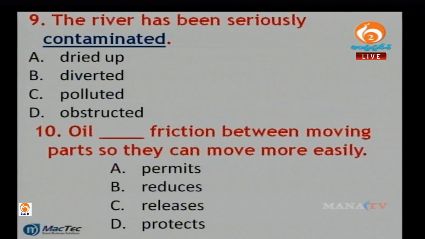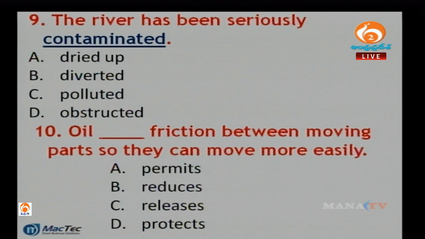Number 9. Here you need to find out what is the meaning of the underlined word. The river has been seriously contaminated. What do you mean by contamination? You should all know the answer. The river has been seriously contaminated means the river has been seriously polluted. So option C is the correct answer.